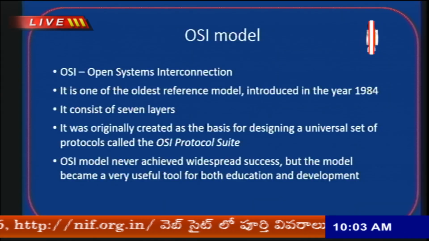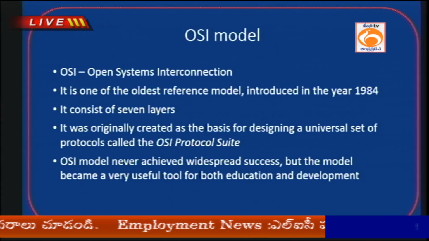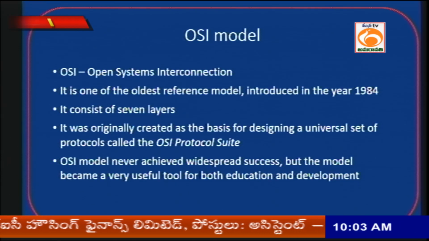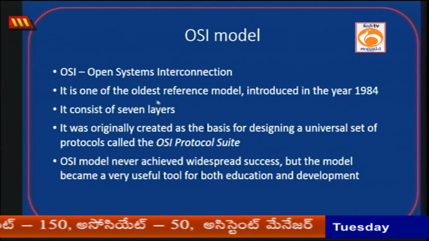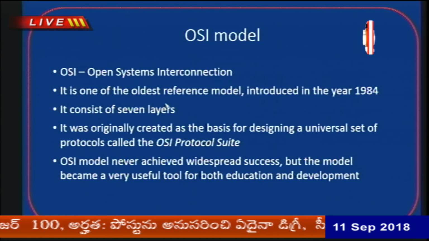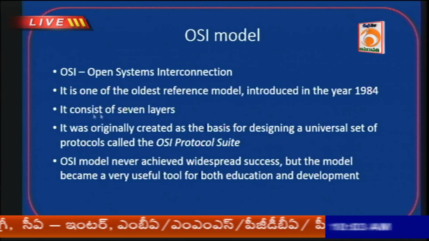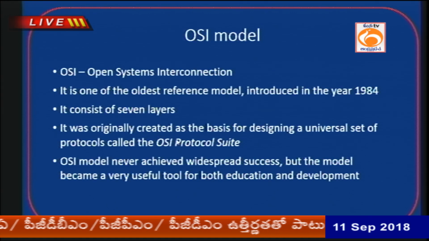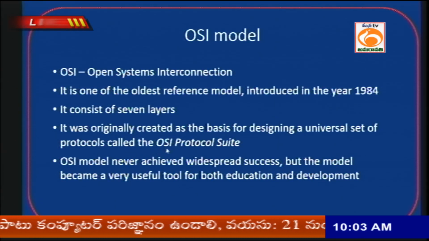OSI stands for Open Systems Interconnection. It is one of the oldest reference models, introduced in the year 1984. It consists of 7 independent layers, and each layer performs certain tasks. We will be discussing in detail the functions of each of these 7 layers. It was originally created as a basis for designing a universal set of protocols called the OSI protocol suite.